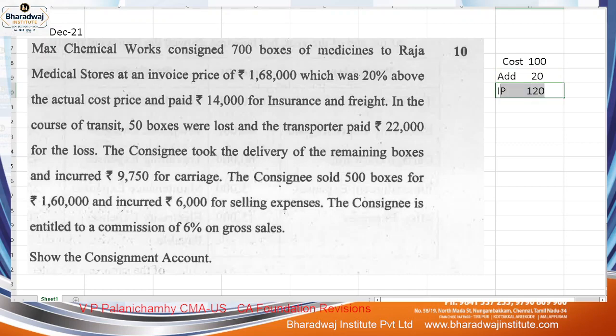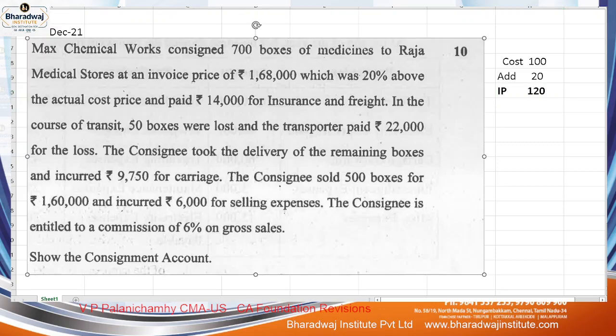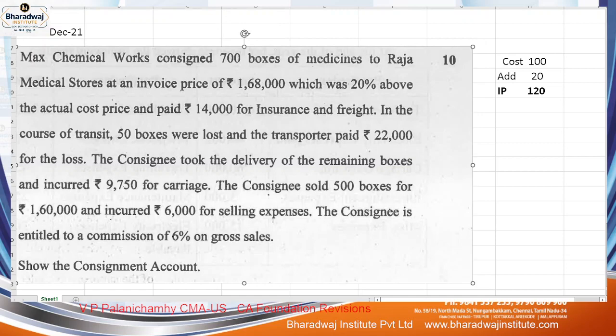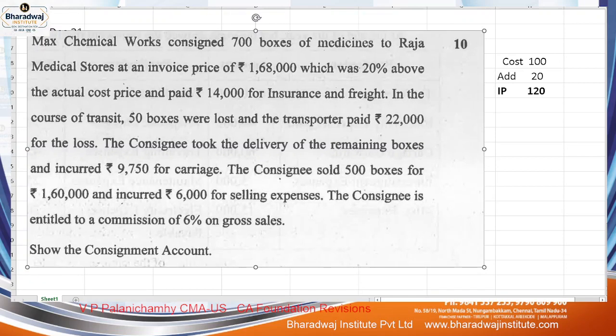Invoice price would have been 120. How to find out the profit margin? 20 by 120. This is invoice price, 1,68,000 is invoice price. Then paid 14,000 for insurance and freight. In the course of transit, how many boxes are lost? 50 boxes are lost, and the transporter paid 22,000 for the loss. Consignee took the delivery of remaining boxes, incurred 9,750 for the carriage.